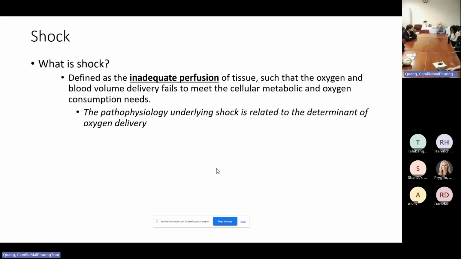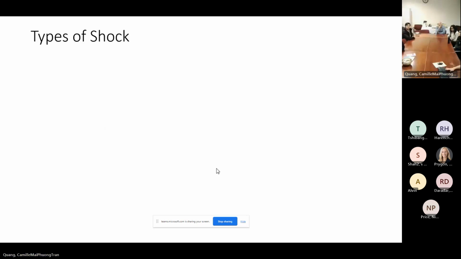And then the pathophysiology of why that tissue is not getting enough oxygen changes depending on what's going on with the patient. So there are a few different types of shock. Anyone want to name one or two? Septic, cardiogenic, distributed. Hypovolemic. Okay, so I see we're naming all sorts of types or causes of shock. Not all of those are necessarily types of shock, but those are all causes of shock.